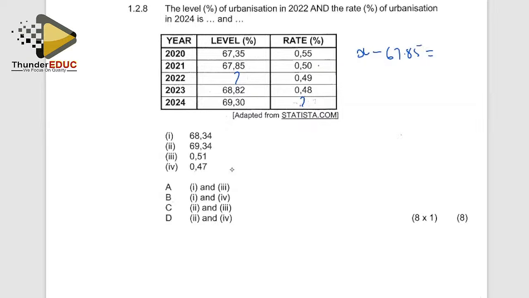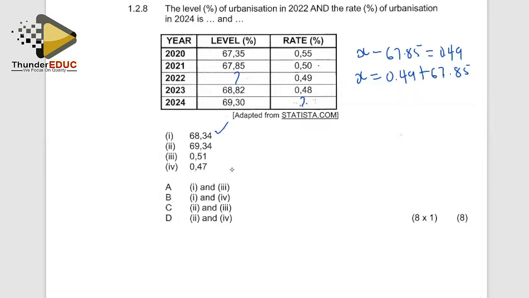How much has it increased? It has increased by 0.49. The rate is 0.49. So calculating this, it is going to give us X is equal to 0.49. We add 67.85. So if we do that, it will ultimately give us 68.34. So 68.34, that is how we get this.